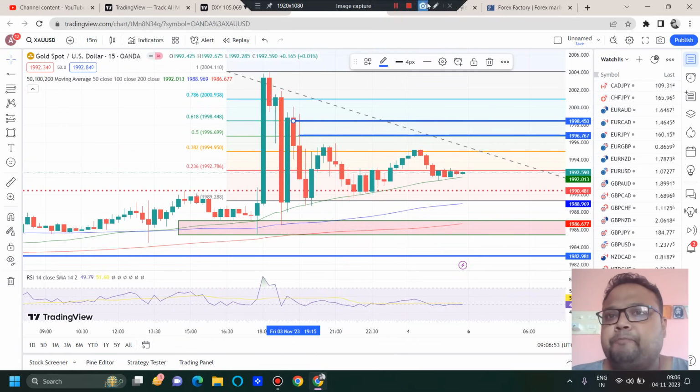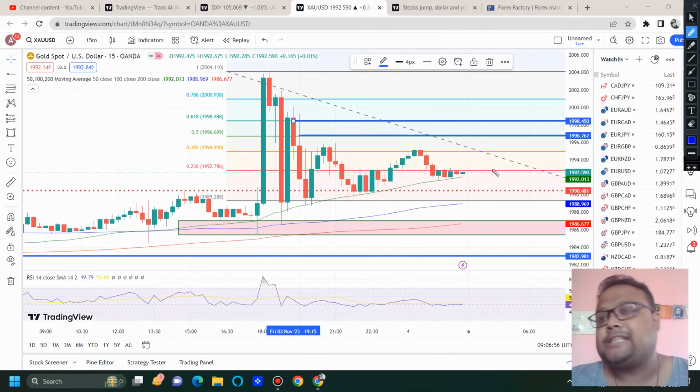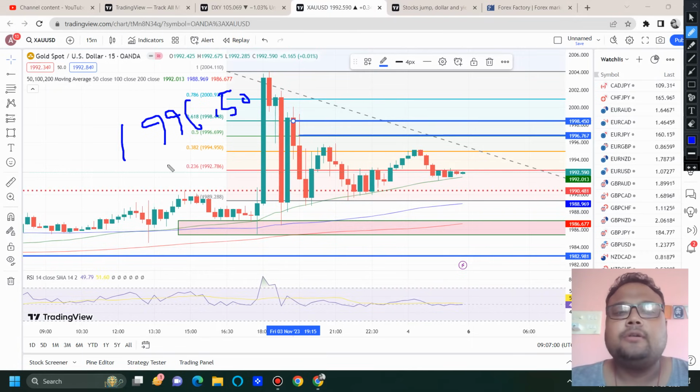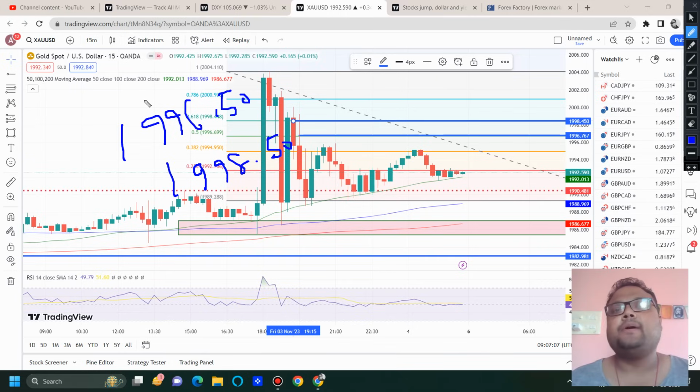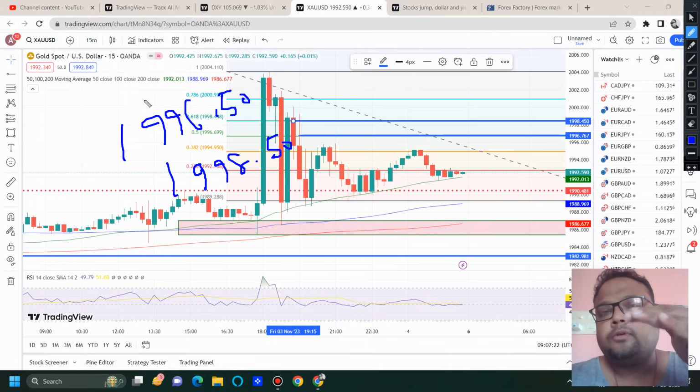But keep in mind, these are for experienced scalpers only: 1996.50 to 9 and 1998.50. These are the two levels where as a scalper you can look for some selling opportunity, but as a beginner don't try to trade around these levels because you may get trapped. If you're a beginner, try to stick to the major levels of the market, which is looking for a sell position around 2002 to 2004 and 2008 to 2010 as of now.